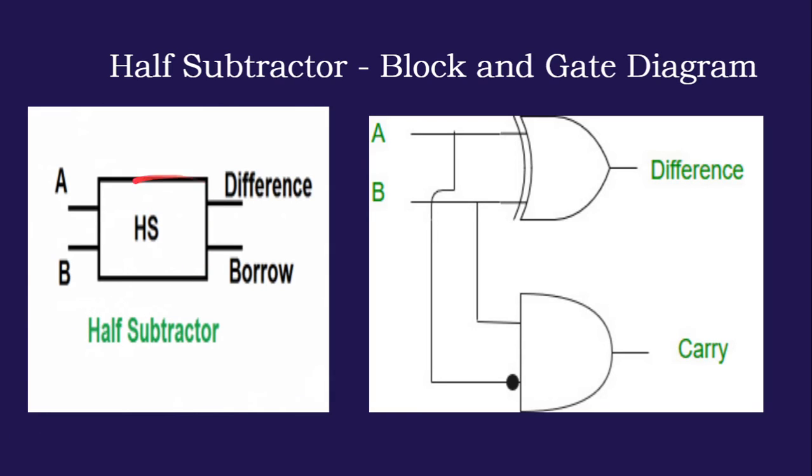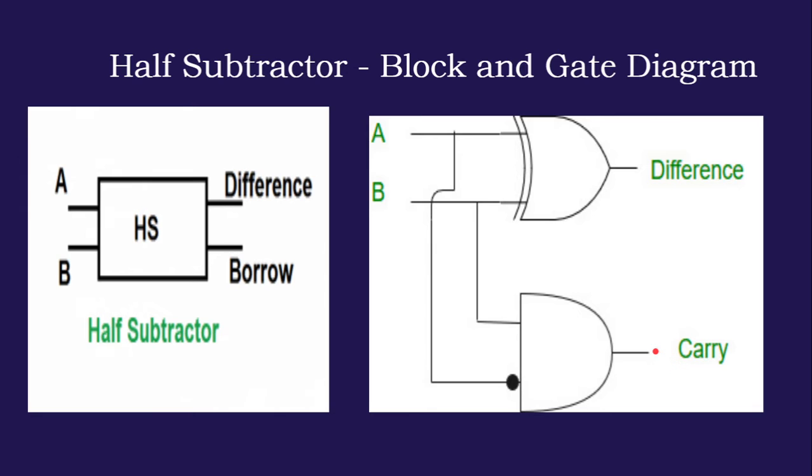This is the block diagram, the half subtractor named as HS. Two inputs A and B, and the difference and borrow are the two different outputs. This is also shown using the gate diagram. We know that the difference is always found by the XOR gate. So the XOR of A and B is given as the difference output, and for the borrow, the inputs are A bar, which is bubbled here, and B. So A bar B, A bar into B, is the borrow output.